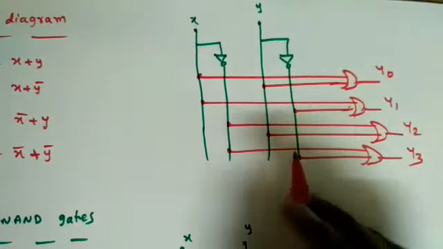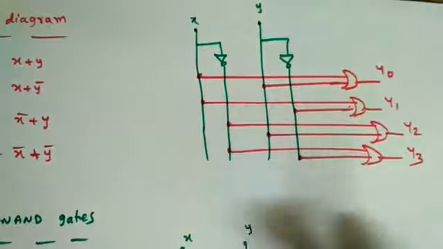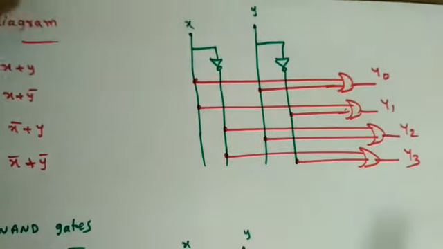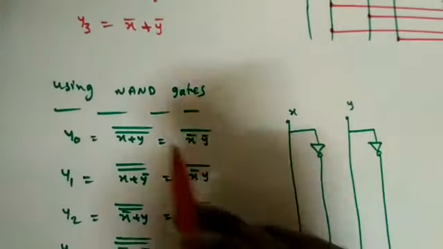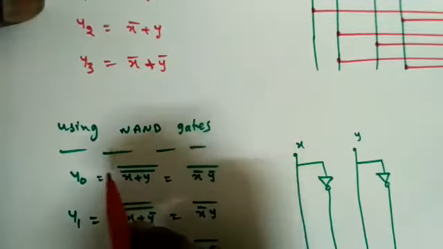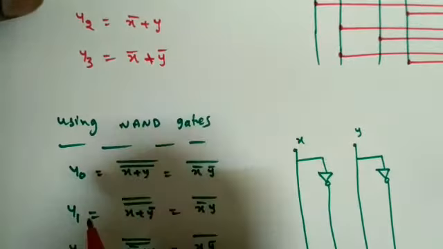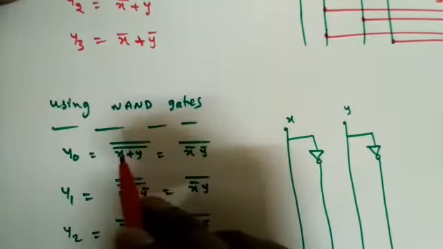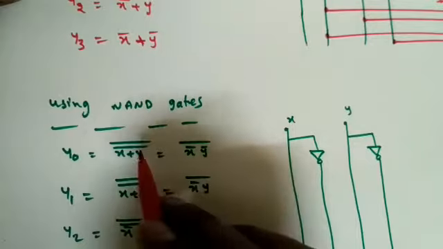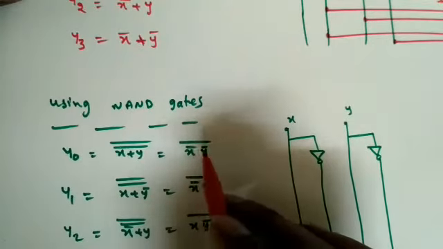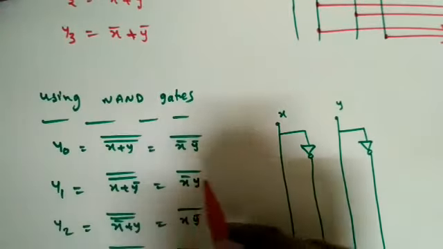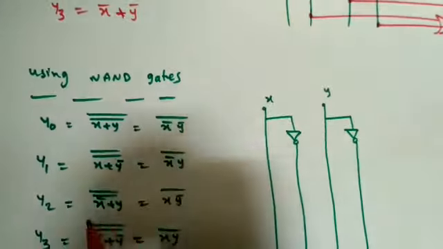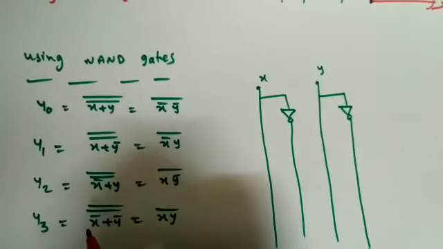Now this is one way of implementing the 2x4 decoder with active low outputs. The other way is using only NAND gates also. So I have written it like this. Y0 is equal to x plus y. What I do is, I have made two complements. The first complement will use De Morgan's theorem. I have written it like this, x bar y bar whole bar. The second one is x plus y bar whole bar, which will become x bar y whole bar. And the second and third ones similarly.